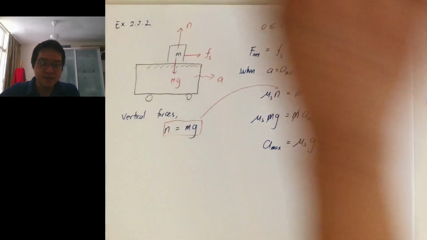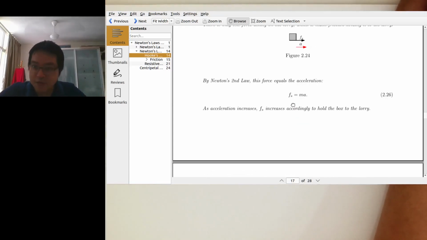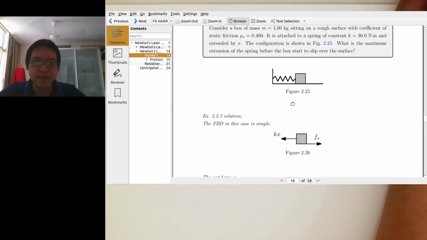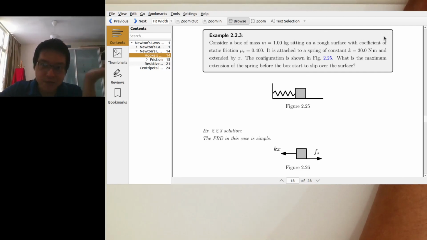Otherwise, the next example shall be attaching this to a spring. This is where questions can become complicated, as we can mix and match different situations. In this example, we look at a box of mass m sitting on a rough surface with this coefficient of static friction, and the spring constant is 30 Newton per meter. Sorry, typo. The spring is extended by x. What is the maximum extension so that the box doesn't slip over the surface?